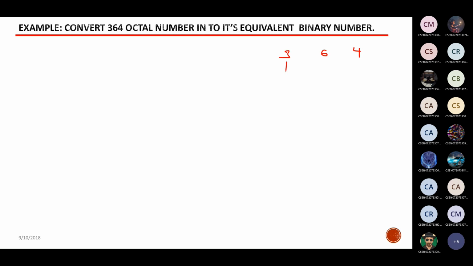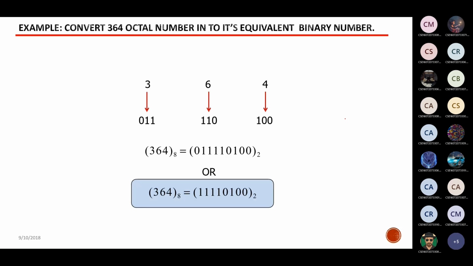364. So what is the equivalent of 3? 0, 1, 1. 6 will be 110. 4 is 100. So final answer is 0, 1, 1, 1, 1, 0, 1, 0, 0 to the base 2. You need to write equivalent for 364, and after that put together you need to write the answer.